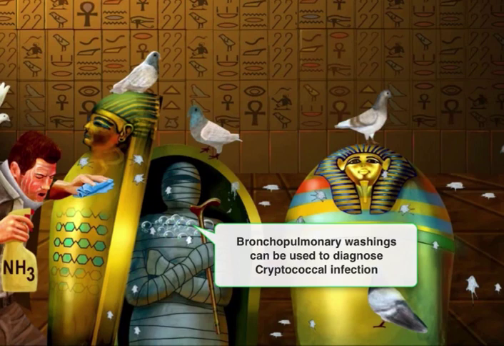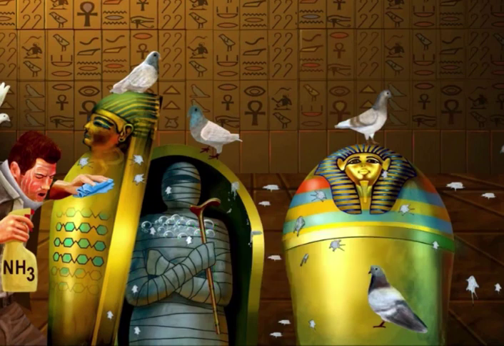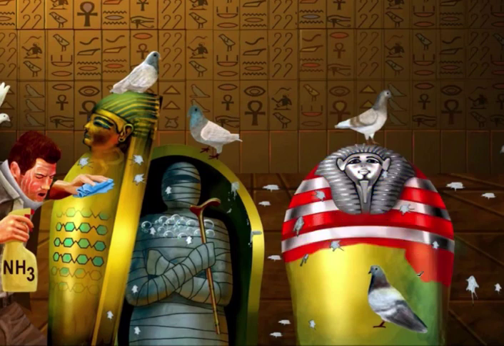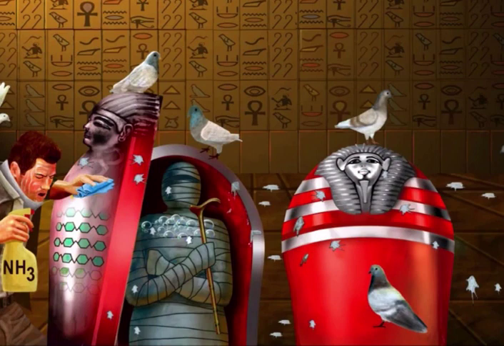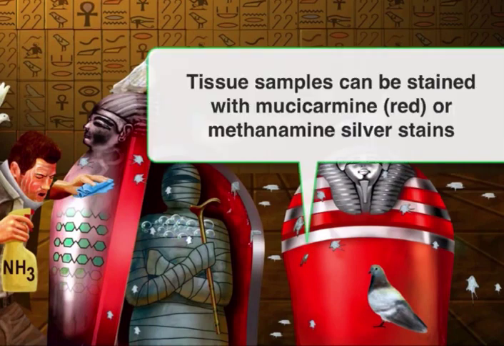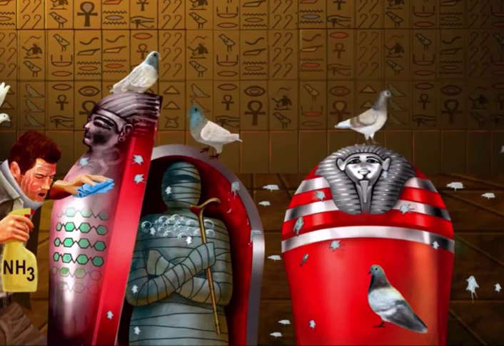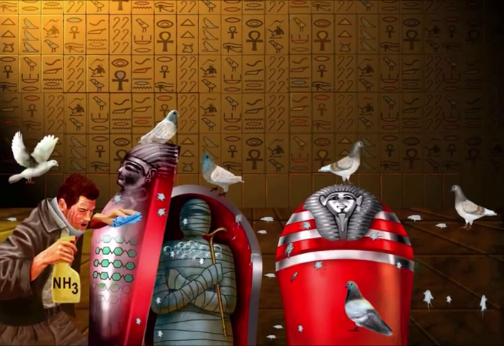Tissue samples are stained with either mucicarmine, which is a red stain, or with a methenamine silver stain. To remember these colors, red and silver, we've colored in the stripes of the sarcophagus with red and silver alternating stripes, like so.